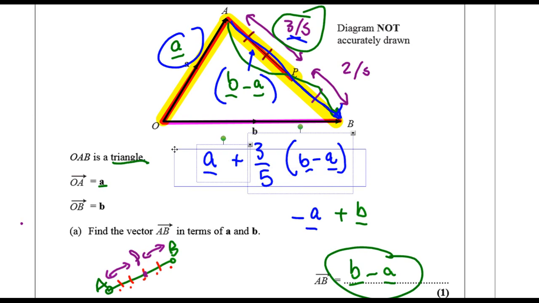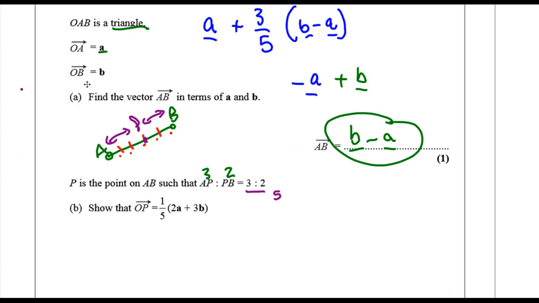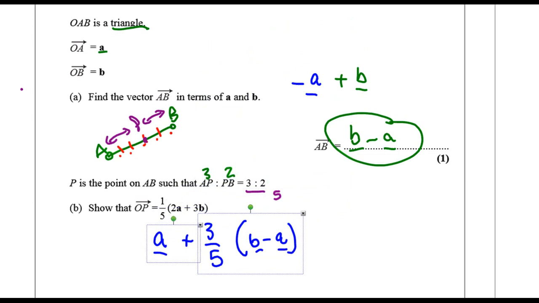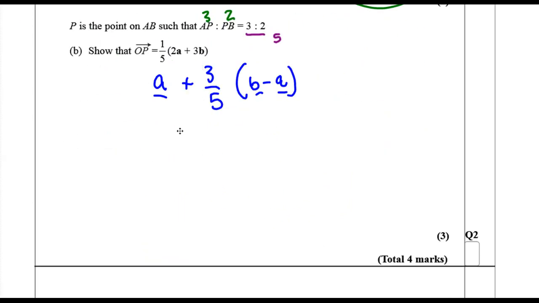So this is our answer, but it doesn't look much like what we want to show. Does that mean we've done it wrong? Not really. Just means we might have to do a bit of algebra. So, like I've said, you can treat it like normal algebra. It's not exactly the same, but it pretty much works most of the time. Right, 3/5 times B, 3/5 B. 3/5 times minus A, minus 3/5 A. And then you've got the A plus from before.